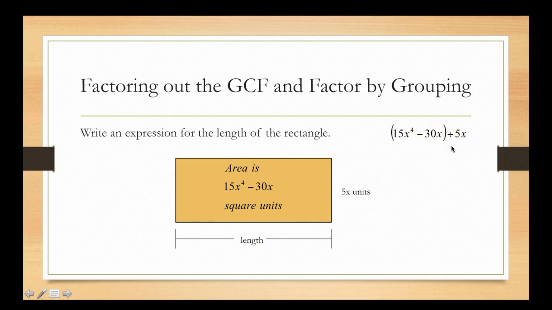So since we have a division problem, this is very similar to what we did in lesson 5.7. So I'm going to divide 15x to the fourth minus 30x and divide that by 5x. And then divide. So we have a length of 3x to the third minus 6 units. It's not square units, it's just units because length is linear.